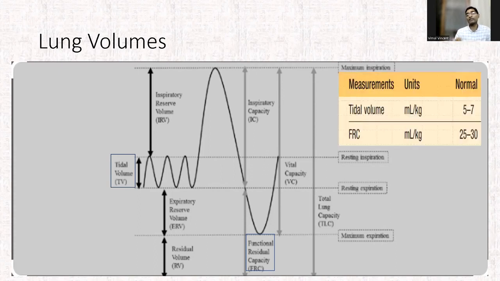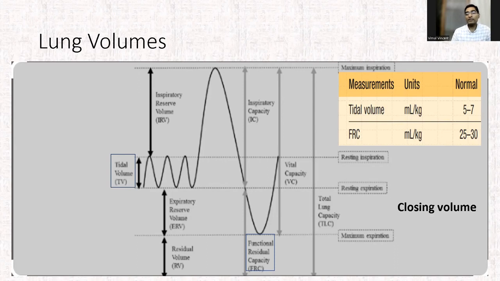It is almost 5 times the tidal volume. Tidal volume is around 5 to 7 ml per kg, but functional residual capacity is around 25 to 30 ml per kg, so it is 5 times the tidal volume. So only a fraction of the gas is changed by the tidal volume. Functional residual capacity is therefore able to keep the alveolar partial pressures of carbon dioxide and oxygen almost constant throughout inspiration and expiration.